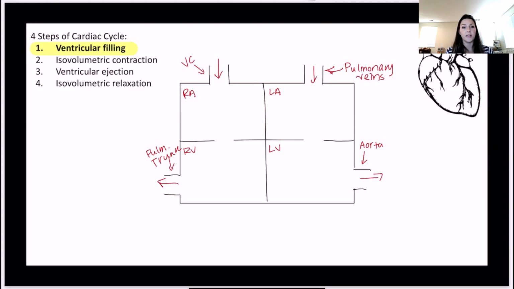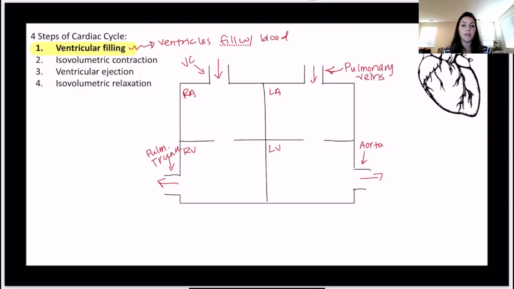So ventricular filling, we have to think about. Ventricular filling means filling of the ventricles. A lot of times in anatomy and physiology, these words sound so confusing, but when we break them down, this step is literally filling of the ventricles. Ventricles fill with blood.